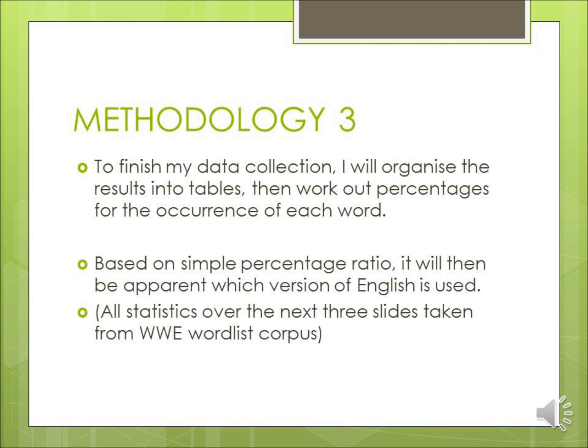In order to finish my data collection, I'll then organise the results into very simple tables and work out percentages for the occurrence of each word. Based on a simple percentage ratio, it should then be very obvious which version of English is used, be that American English or British English. All statistics over the next 3 slides or so have been taken from the World English website word list corpus.